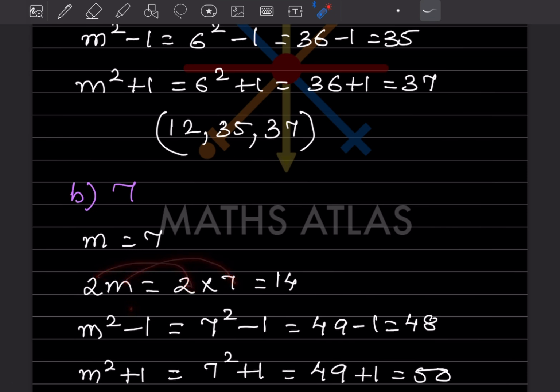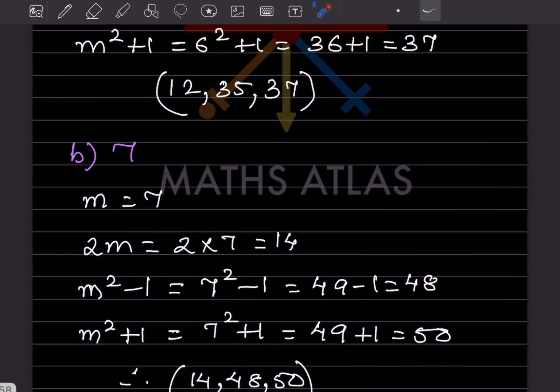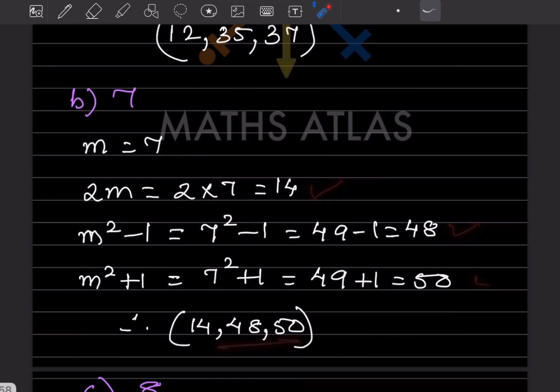That is going to be 14. Here will be 7 square minus 1, that is going to be 49 minus 1, that is 48. Here m square plus 1 means 7 square plus 1, that is going to be 49 plus 1, that is going to be 50. So that will be 14, 48 and 50. This is the Pythagorean triplet.